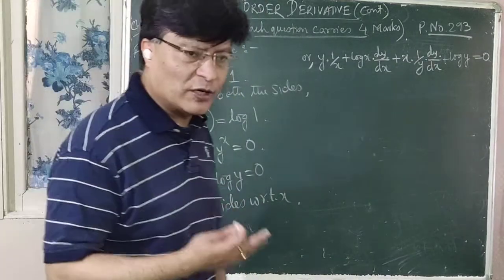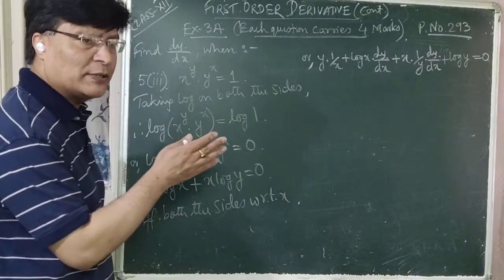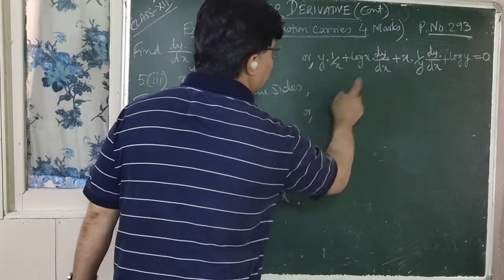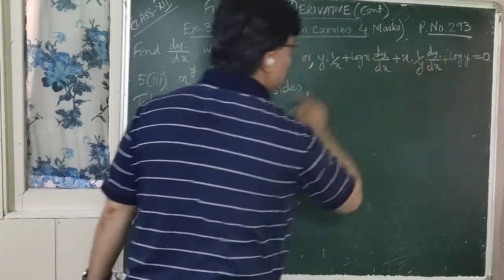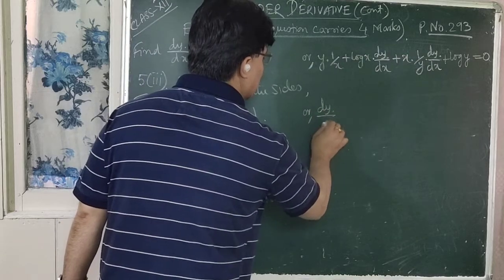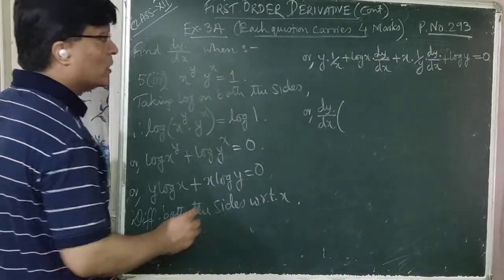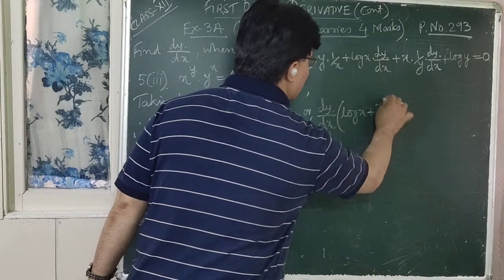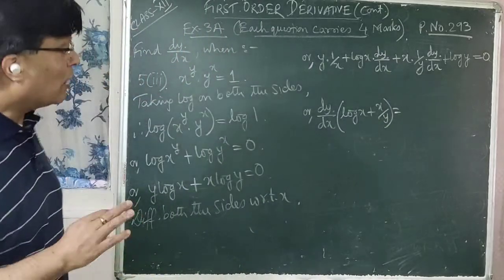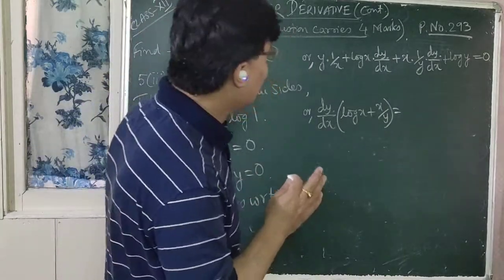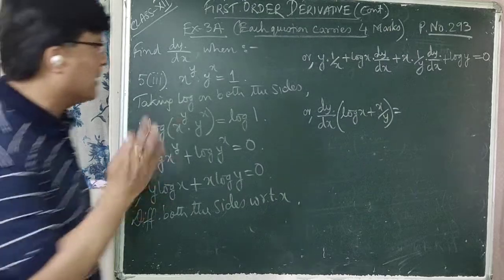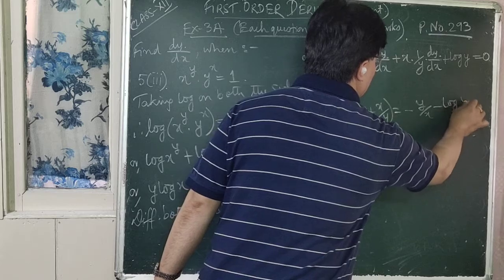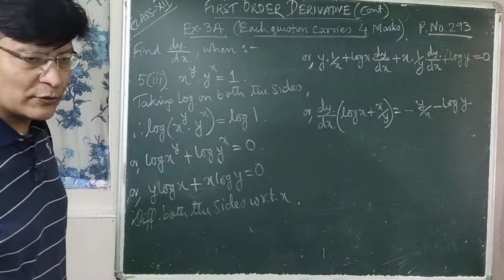Now let us find out the value for dy by dx. Now you have to solve for dy by dx. Keep the terms containing dy by dx on the left hand side, and all of the other terms to the right hand side. So from second and third, what is common? dy by dx is taken common. So within bracket, what do we have? It is log x plus x upon y, which is equal to, now we have to take the terms which are free from dy by dx to the right hand side. So it becomes minus y by x minus log y. Is that clear to all of you?